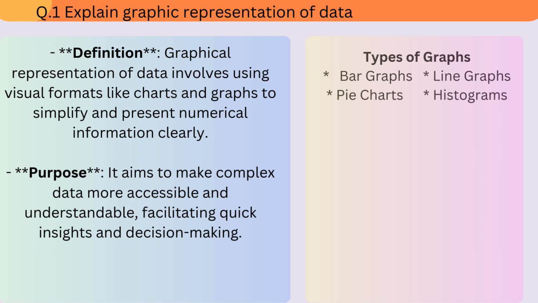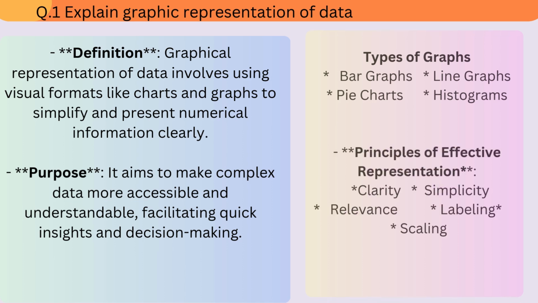Alright, let's see the principles. Principles of effective representation. The first is clarity, simplicity, relevance, labeling, and scaling. Clarity means making the graph easy to understand. Simplicity means it avoids unnecessary detailing. Relevance means include only important information. Labeling, it adds title, labels, and legends. Whereas scaling means uses proper scales to represent data accurately.